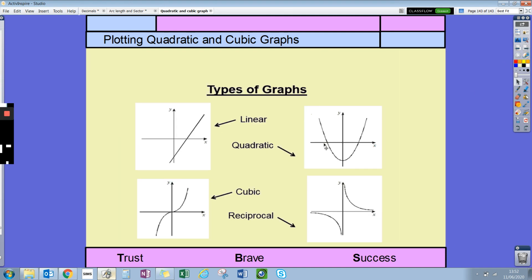Just a reminder of the types of graphs we've looked at: quadratic that's got x squareds involved, and cubic that's got x cubed. Don't forget, you swap your x values in to find your matching y values.